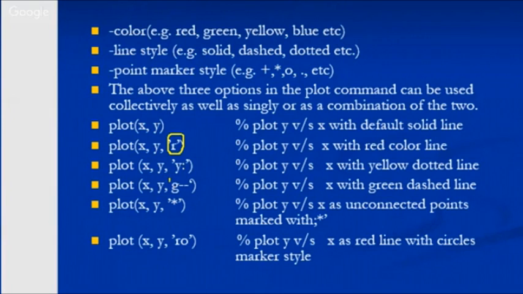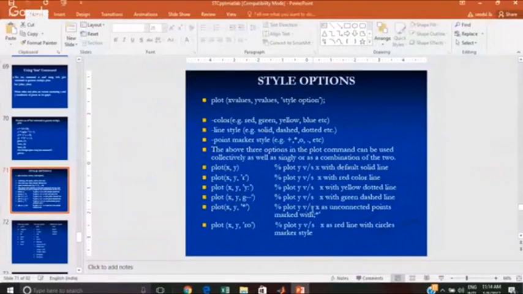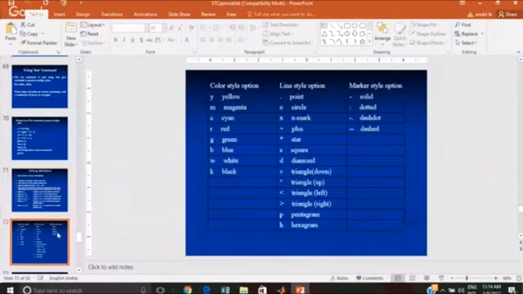Here a colon should come, and then if you give a star, the line will be marked with a star, and here a red color, with zeros, will come. So these are the different ways you can make the style options. There are different other styles.